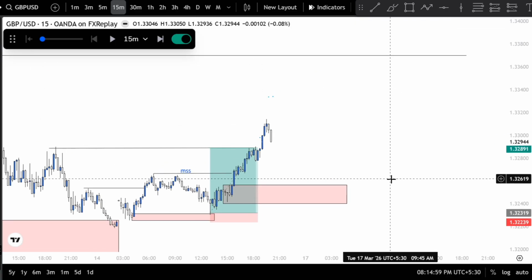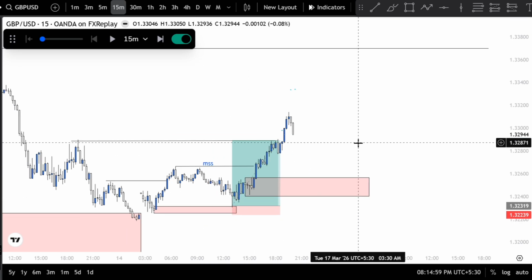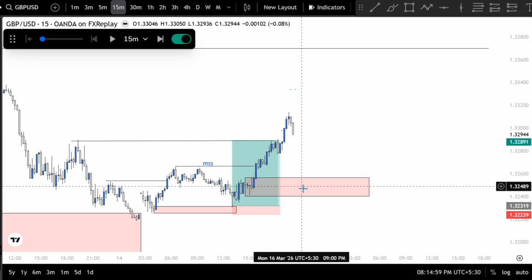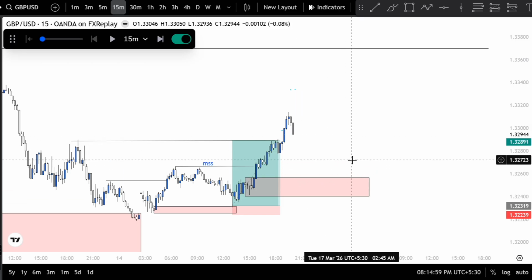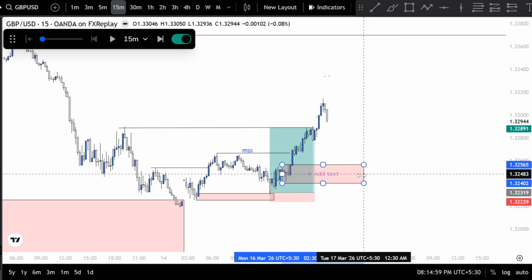our checklist say? Market structure shift, right? Body close above the high, displacement, POI under discount zone, this is in discount zone, FVG or order block. So this falls into our checklist and we will have to strictly wait for price to visit our POI. And this is all discipline guys, and you need to be disciplined in order to become profitable in trading.